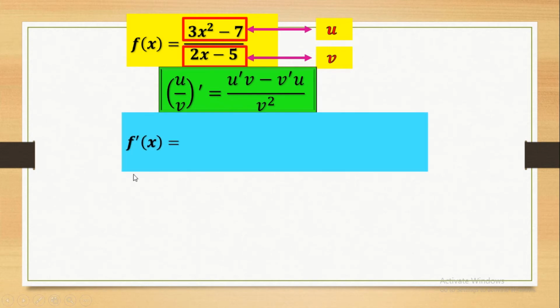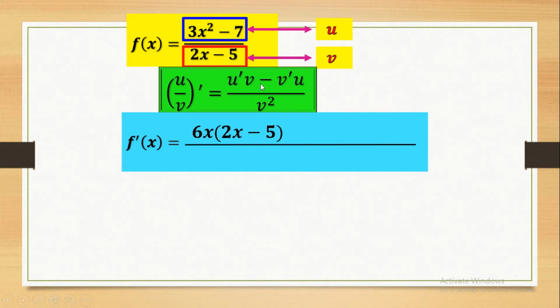So here we can say that f prime of x equals, on the numerator, u prime v. u is 3x squared minus 7. What about u prime? The derivative of x squared is 2x. The constant, we multiply it by the result. So 2x times 3 gives us 6x. Minus the derivative of the constant 7, which is 0, so we can write it or not, it doesn't affect. Well, u prime v: we should multiply our answer by v, which is here 2x minus 5.